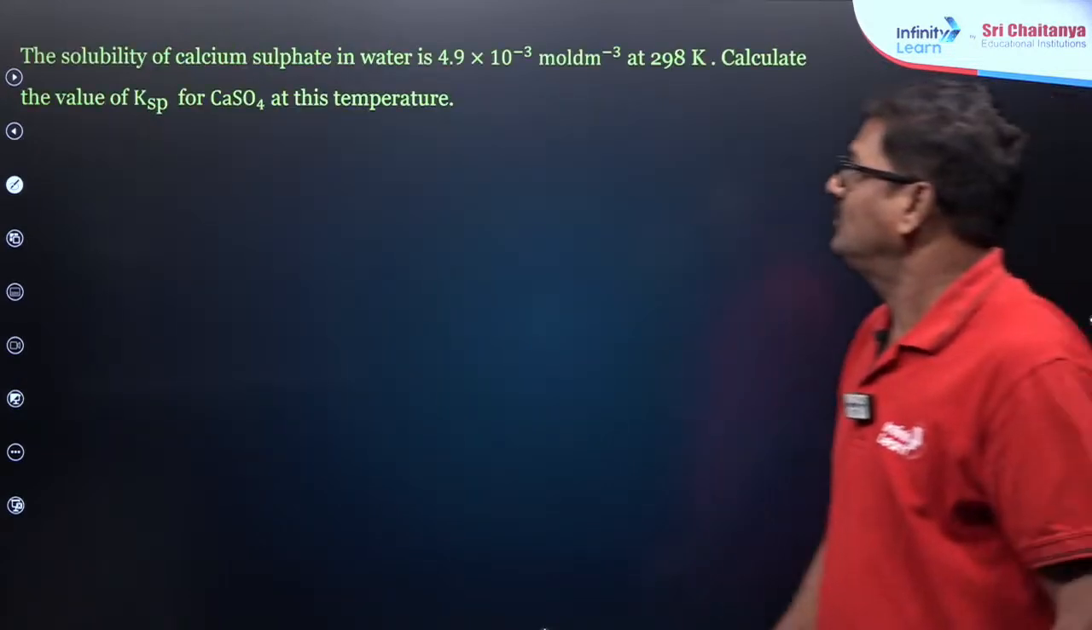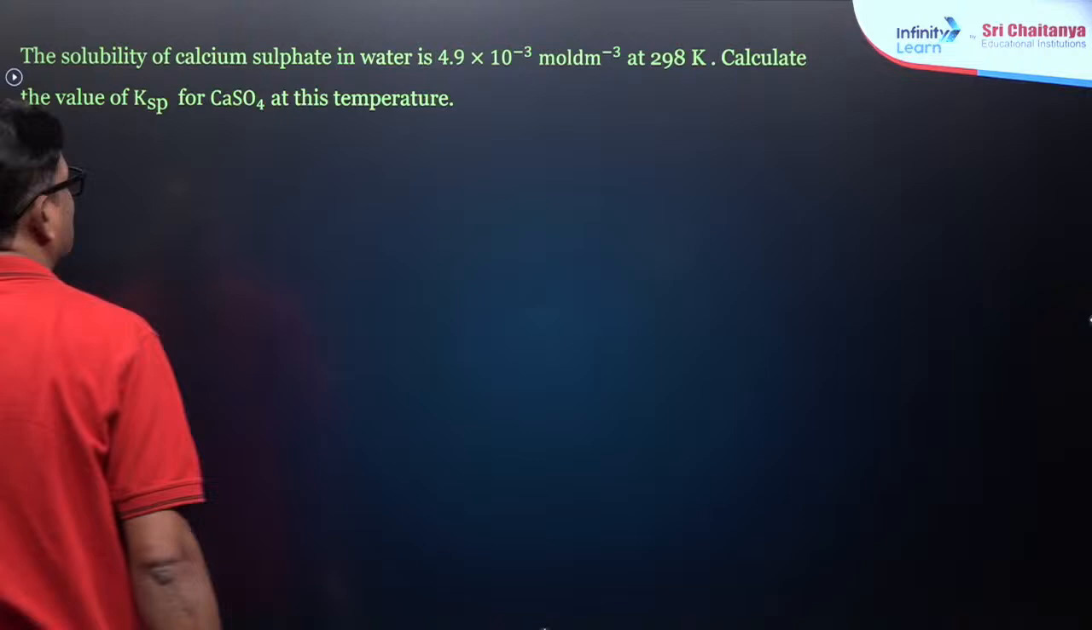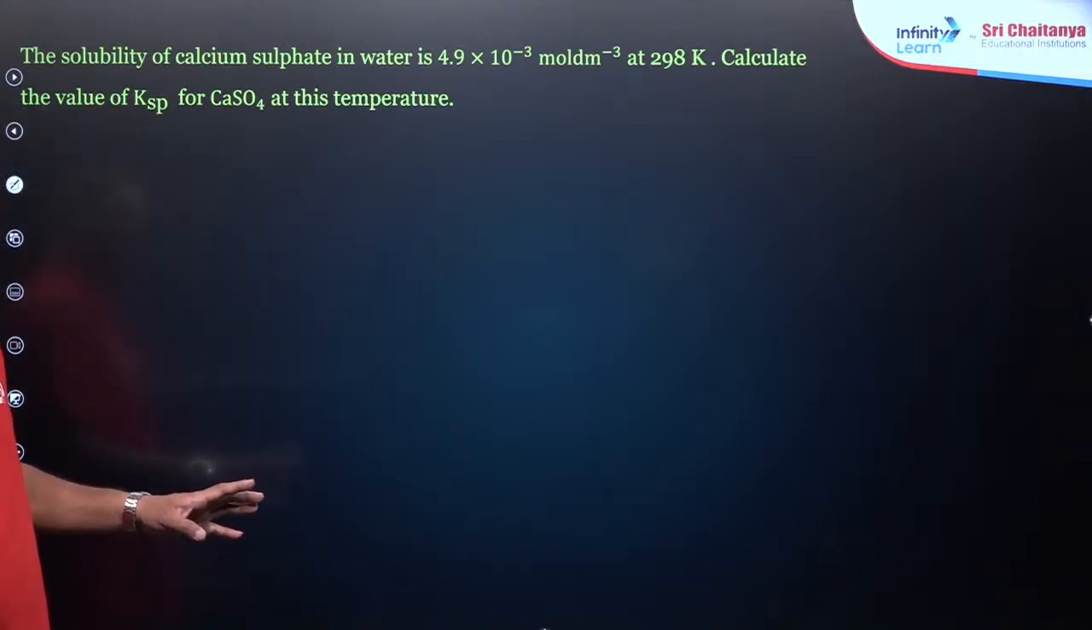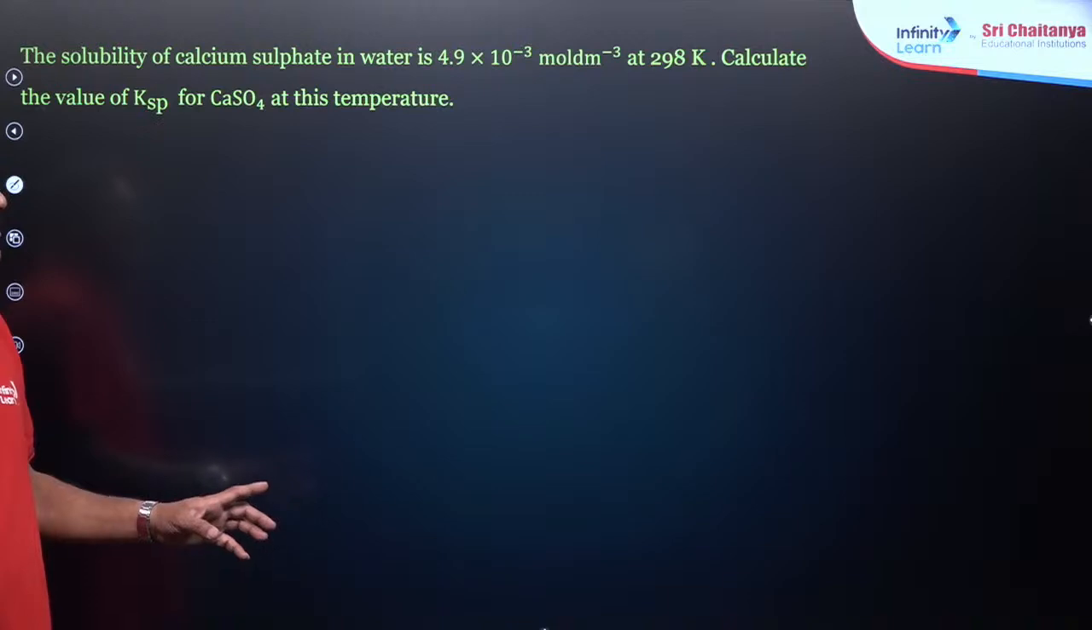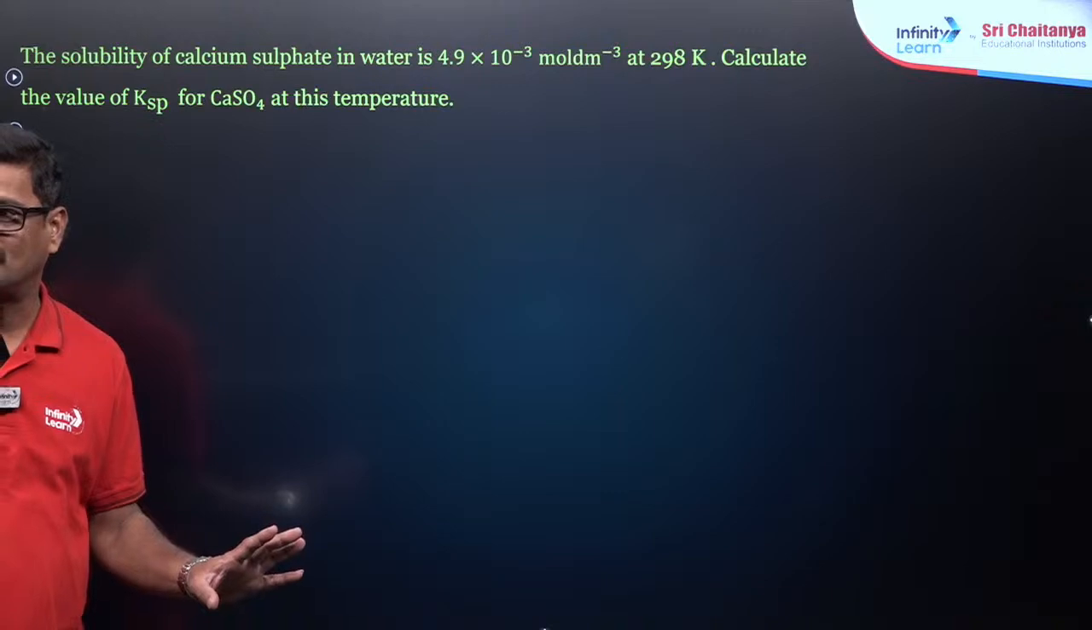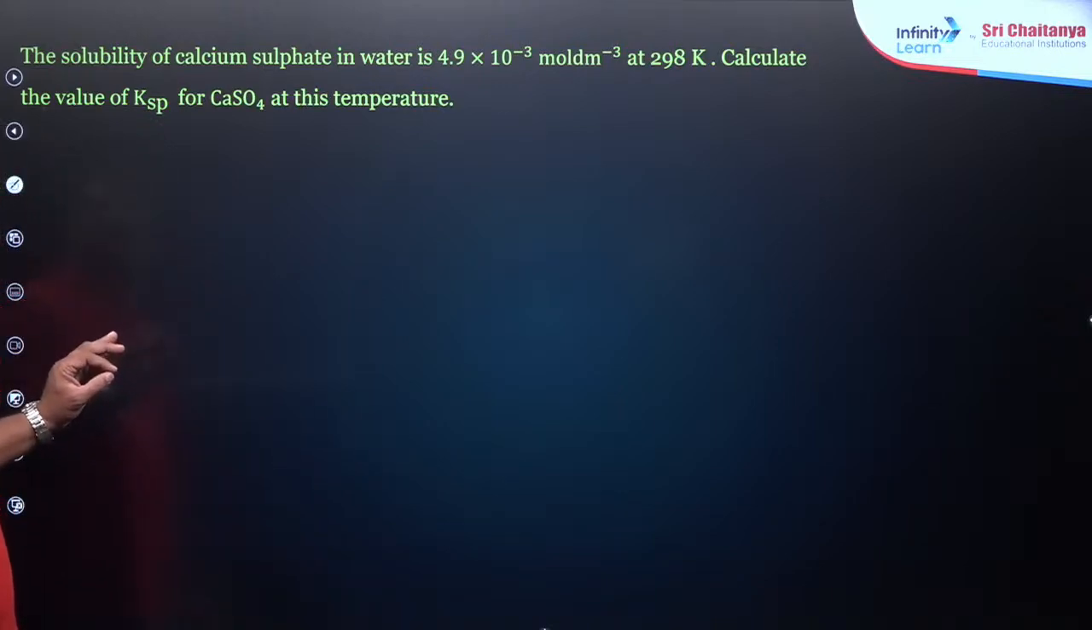Okay, now the solubility of calcium sulfate in water is 4.9 × 10^-3 mole per dm³, meaning mole per liter, at 298 Kelvin. इसके क्वेश्चंस कैसे निकाल सकते हैं बच्चों? So calculate the value of KSP for calcium sulfate.